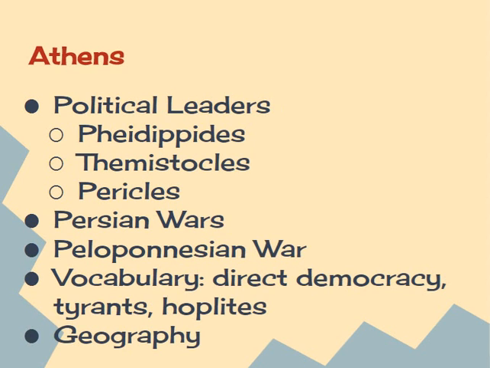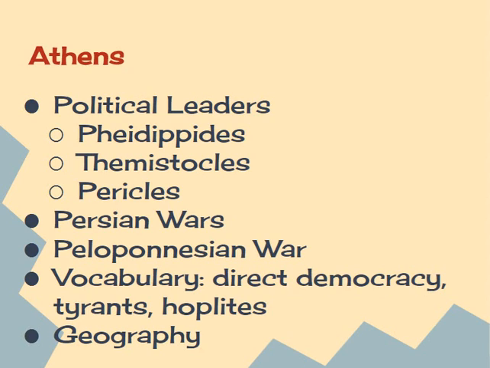When we're looking then at Athens, kind of the other side of this, you want to know three key leaders. Pheidippides isn't necessarily a political leader, but you want to know he's the guy that ran when they were being attacked by the Persians at Marathon. Themistocles is a political leader, absolutely. We talked about his use of the triremes and the way that he got into power and was able to then defend Athens against the Persians.